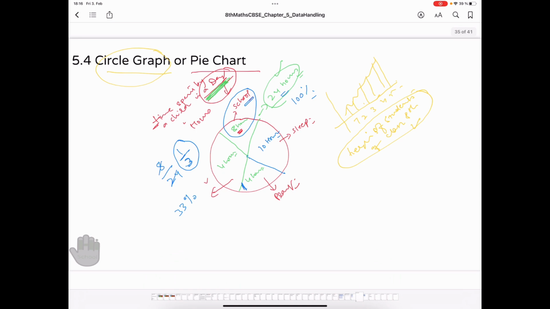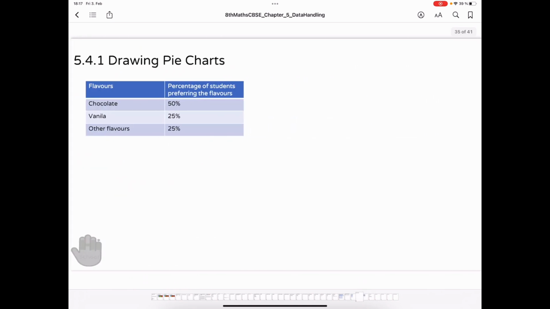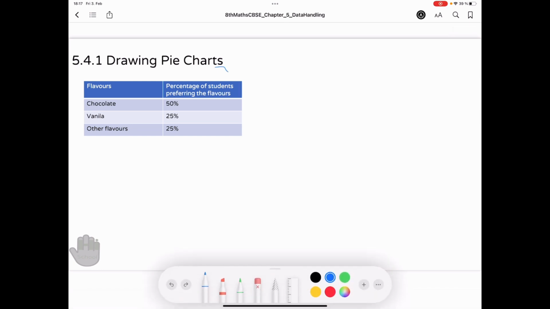In the next subsection 5.4.1, we will draw a pie chart for this table. So what is this table about? There are 3 categories of flavors: chocolate, vanilla, and other flavors. And there is the percentage of the students preferring each flavor. So we have 100% of the students of a class, of a school, or whatever.